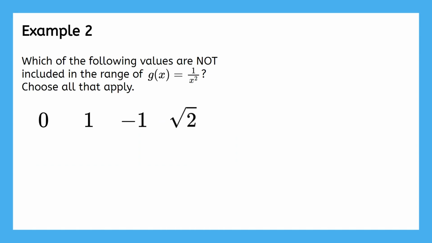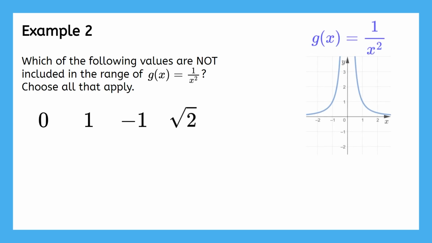Next, let's do one more example. Which of the following values are not included in the range of g of x equals 1 over x squared? Choose all that apply. And our options are 0, 1, -1, and the square root of 2. Recall our graph of 1 over x squared, and recall that the range is from 0 to infinity. We can check to see if each option falls within the range interval. Try it now with these 4 numbers. Which of them fall in the interval 0 to infinity exclusive, and which of them do not fall into this interval?